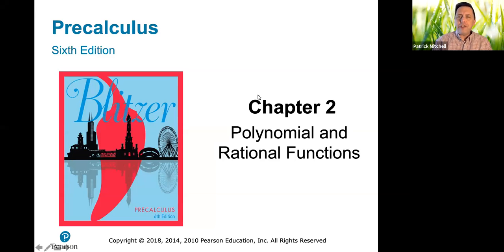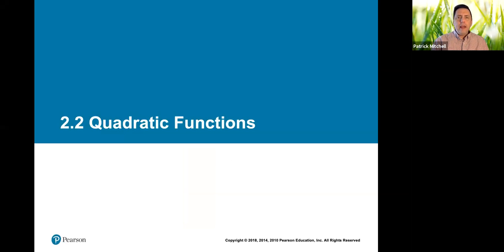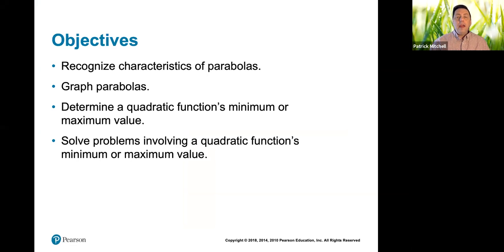We're continuing Chapter 2 today on polynomial and rational functions. And today we're going to be talking about quadratic functions. In this section, we will recognize characteristics of parabolas, graph parabolas, determine a quadratic function's minimum or maximum value, and then solve problems involving a quadratic function's minimum or maximum value.